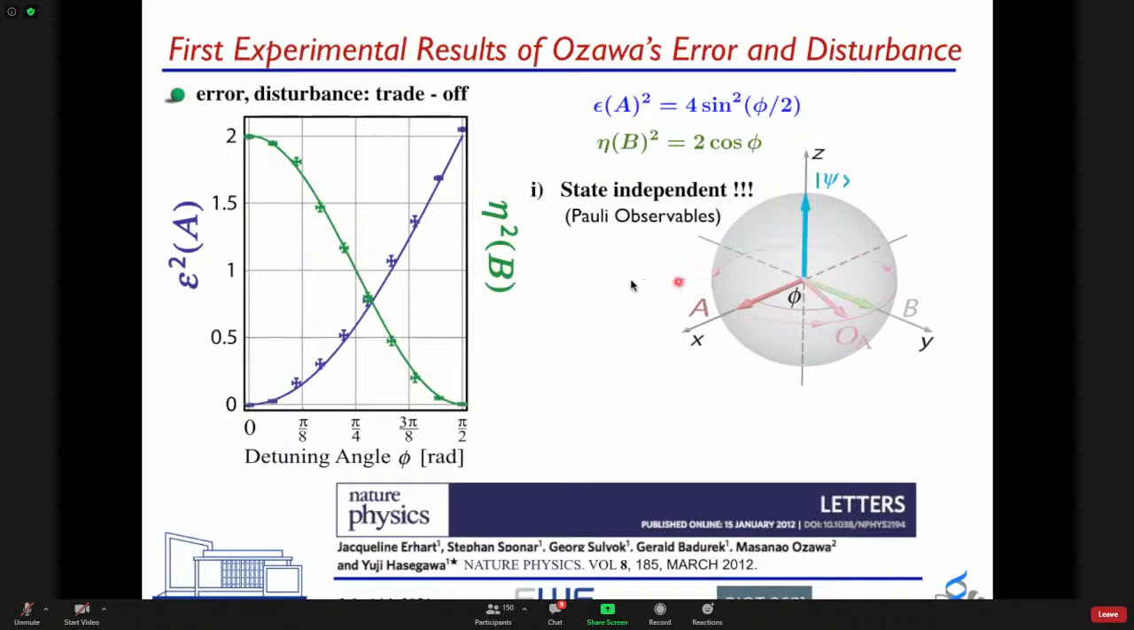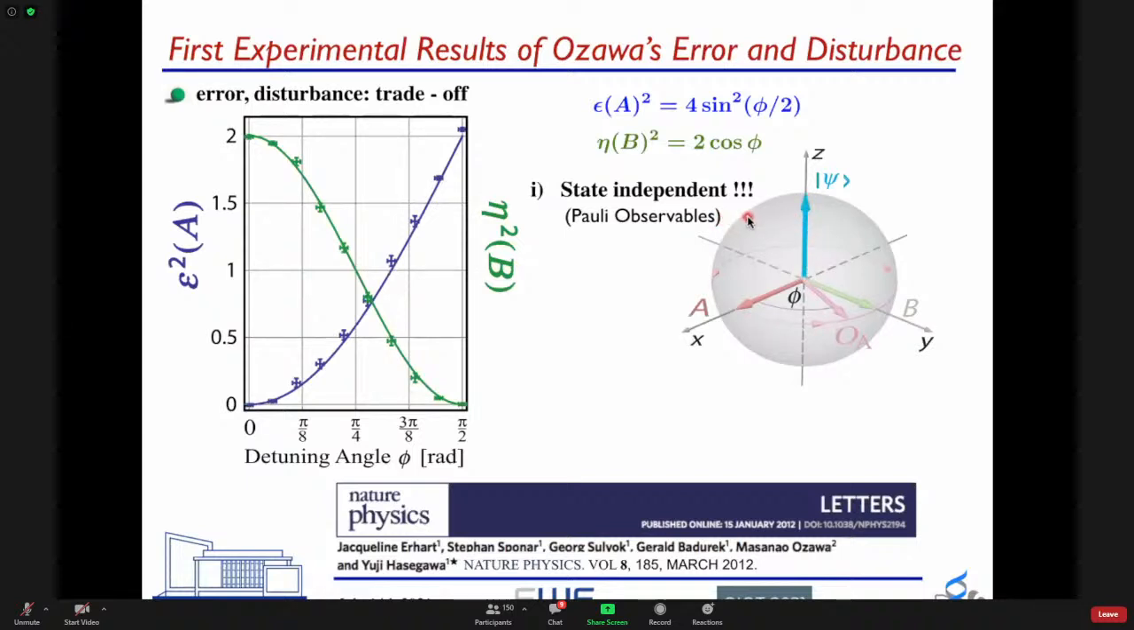Then we have a precise measurement of B with 0 disturbance, but a maximum value for the error. And what is also very important here, this error is state independent. As you see here, the theoretical predictions of error and disturbance only depend on the detuning angle. You would get exactly the same result if your initial state were anything else.